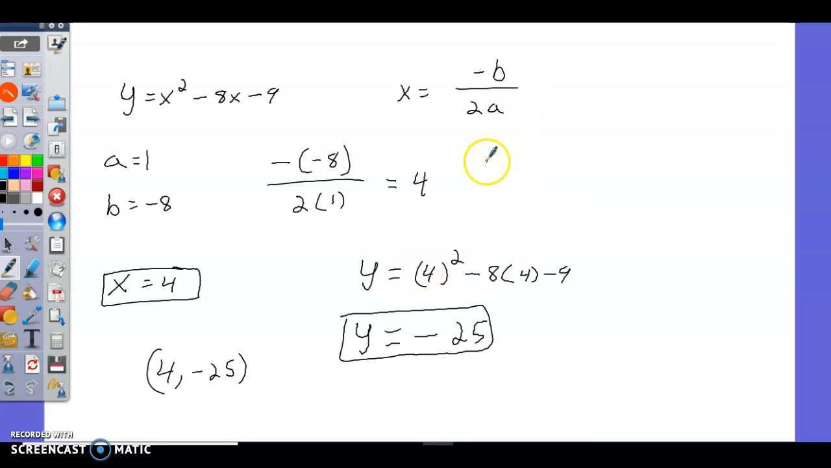Just be careful when you're substituting numbers, especially like in this example where we had that negative 8 and this negative is part of the equation, that you put everything that you substitute in parentheses. That way you're not leaving out a negative there and you're actually doing the process correct.